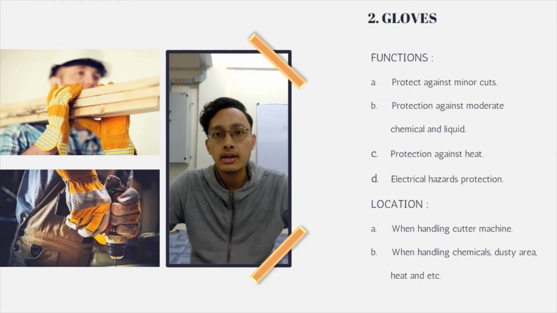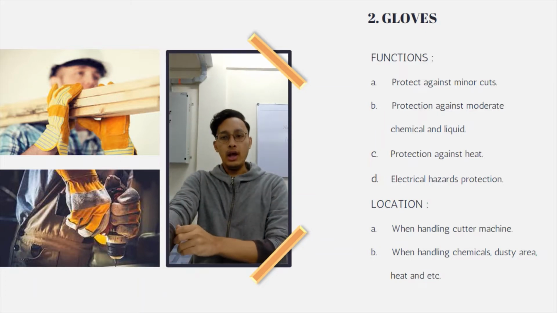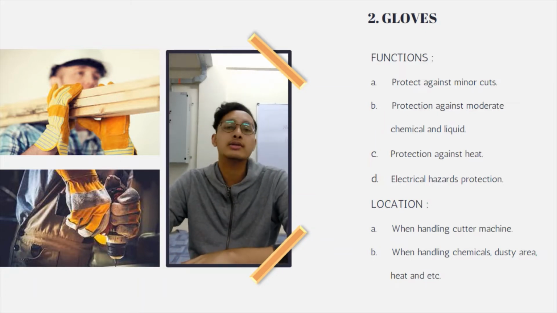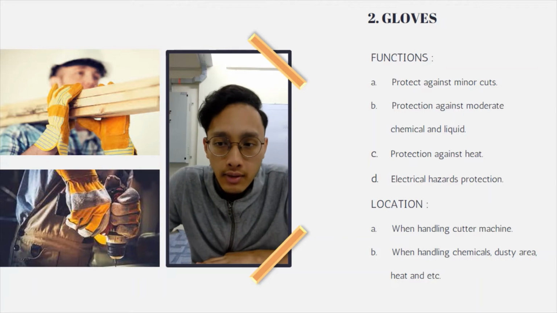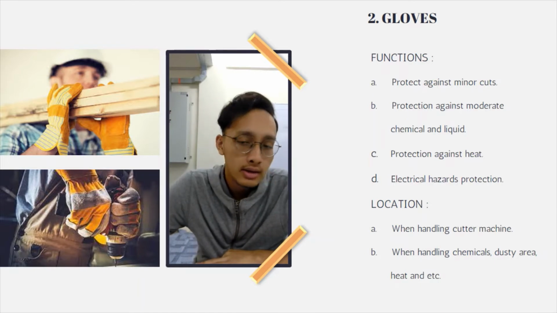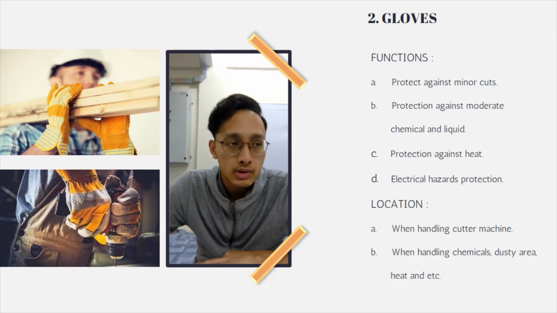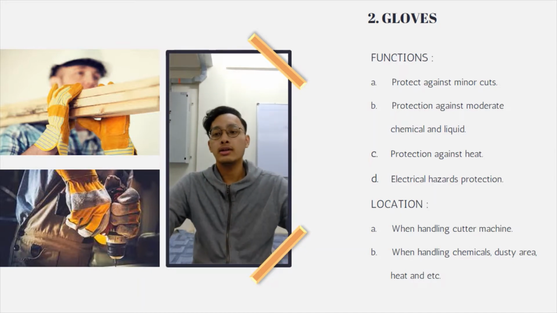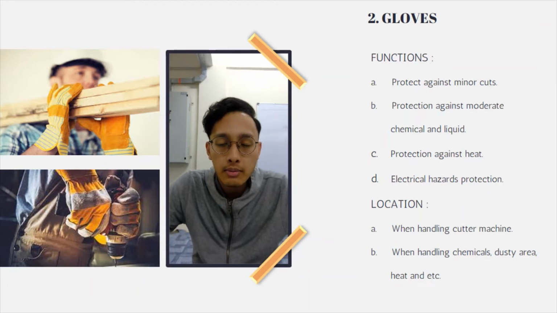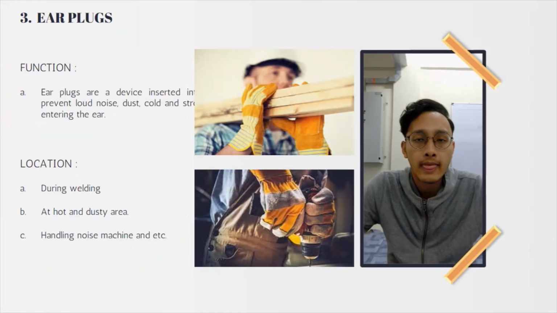Alright, we go to the other slides. The second PPE here is gloves. The functions of gloves are to protect against minor cuts, and they also protect from moderate chemicals and liquids. Gloves also protect against heat or electrical hazards. Gloves are more suitable to use while handling cutter machines or chemicals, or they can also be worn at a dusty area and heat.